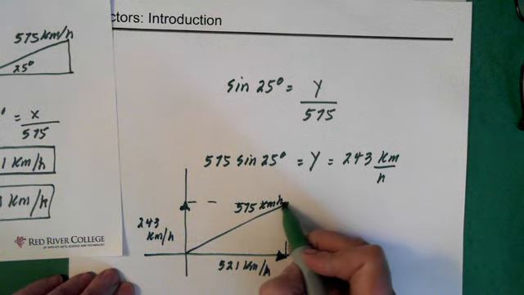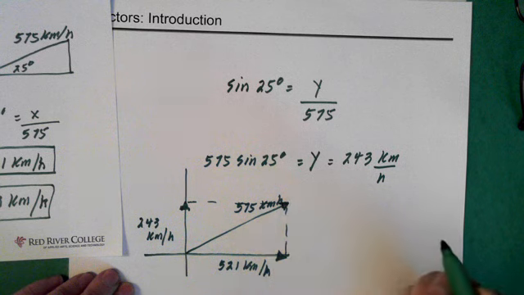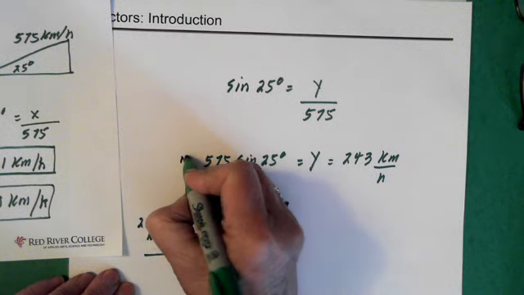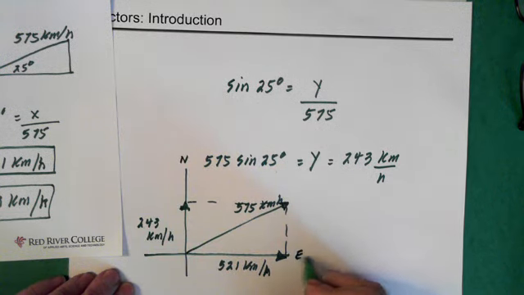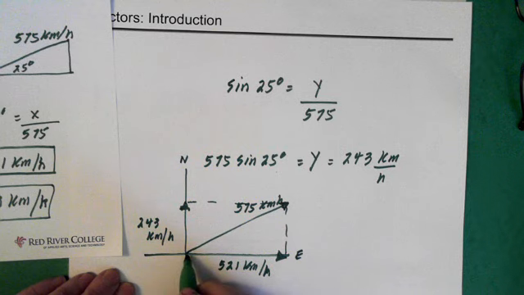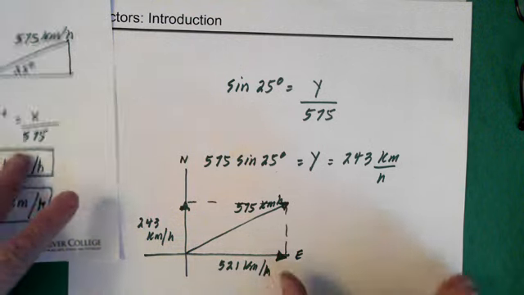And it makes sense when you think about it. We know the plane is flying in this direction, and again, this is north and this is east. So we know that there's an easterly direction to this vector, and we know that there's a northerly direction to this vector. And these two pieces we just solved for, and that's what you need to be able to do.